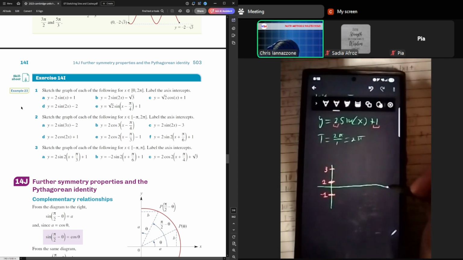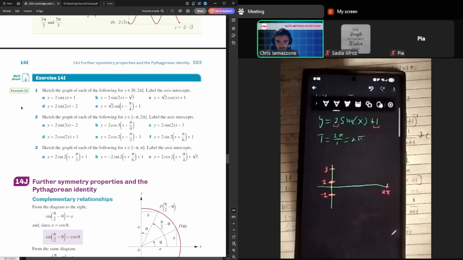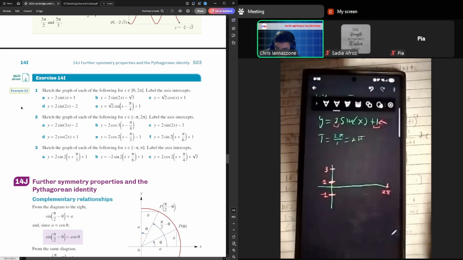So we knew we had period 2 pi. Where do we go from here? How do we find the middle? The middle is always whatever the vertical translation is. So in this case, it's 1, which is why we put a middle of 1 there. Yep, no worries.